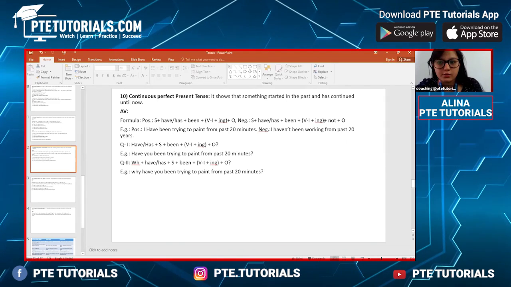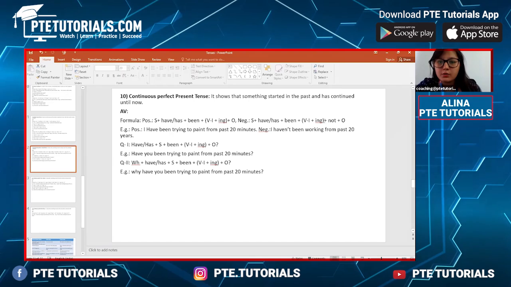So subject plus has/have for perfect indication. If you have seen, in perfect present tense, has/have was there. So in the tenth as well, there is the word perfect mentioned in the tense, so I can add has/have. Why? Because it's indicating something like perfect. That's why I can use this trick to learn the tenses. So: subject plus has/have plus been plus verb plus ing.